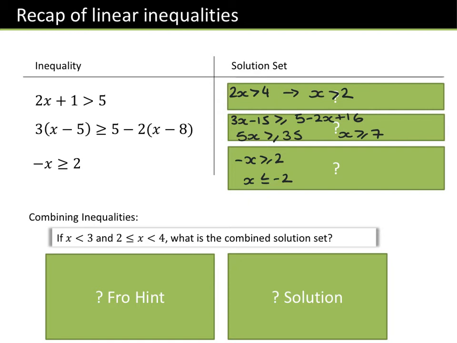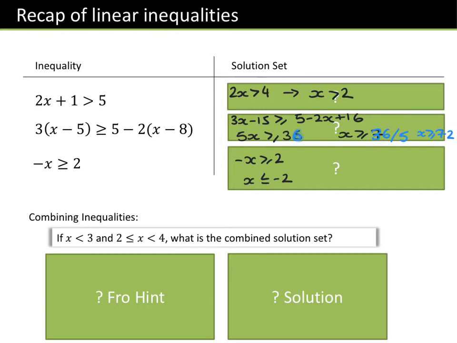Sorry, everyone. 21 plus 15 is 36. So then we're going to get x is less than 36 over 5, which is 7.2. X is greater than or equal to 7.2.